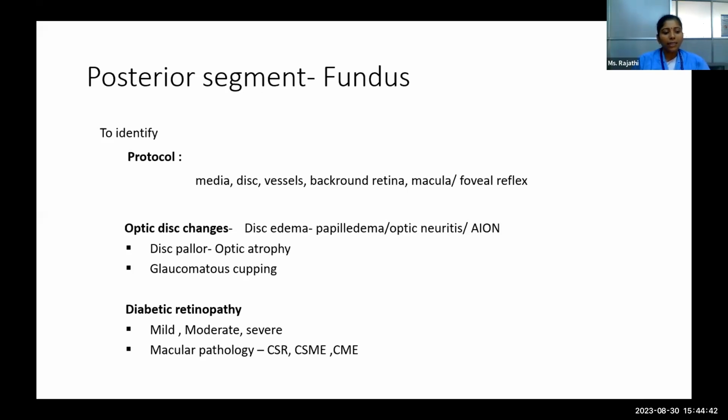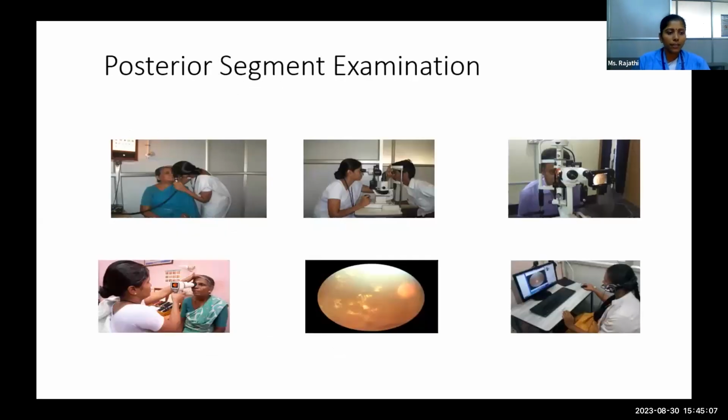In the background retina, we have to check for diabetic retinopathy. We also need to grade the diabetic retinopathy, that is mild, moderate, or severe. And macular pathologies also we have to diagnose, like CSR, central serous retinopathy, and whether clinically significant macular edema or central macular edema is there or not, we have to check it. These are the ways we do the posterior segment examinations.